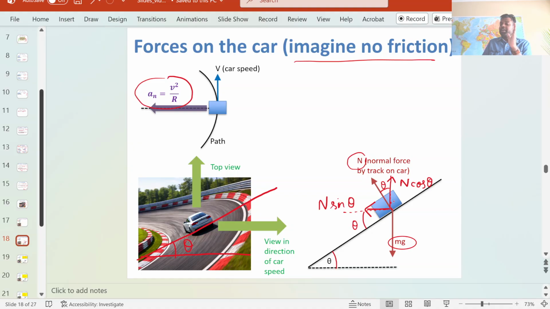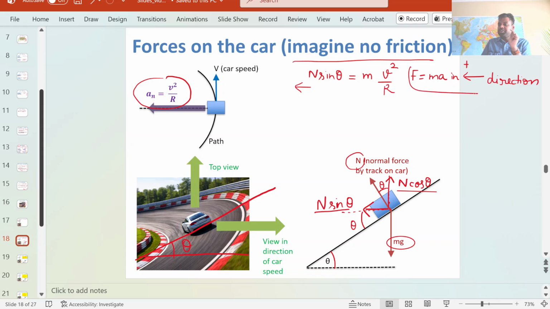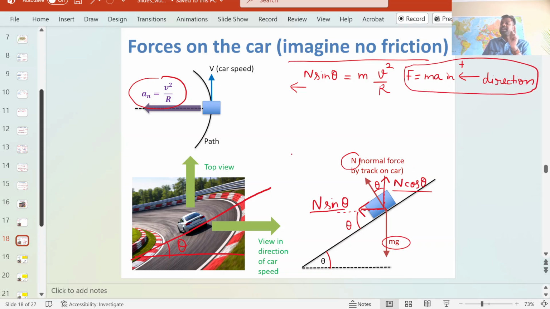So n has two components, one vertical n cosine theta and one horizontal n sine theta. So we can write n sine theta. This will provide this centripetal acceleration. So n sine theta, which is this way, it will provide m a n, so that will be v square by r, right? And this is Newton's law, F equal to ma in this direction. In the horizontal direction, there is only one force, n sine theta, and the acceleration is v squared by r.